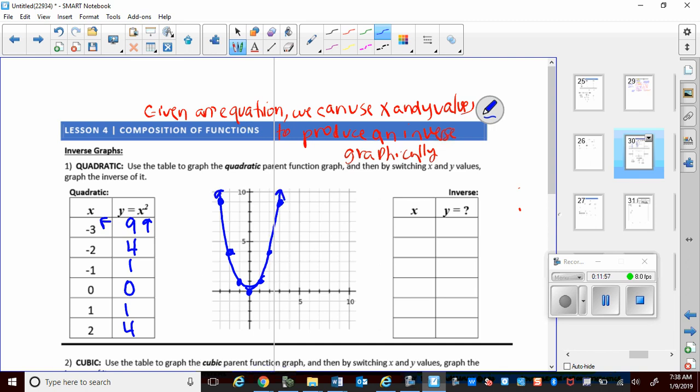And I'm going to refer to this as my quadratic. I'll write a little Q there so I know. And now we're going to do what I told you before, which is switch those x's and y's, because I have them labeled here, to produce my inverse. 9, negative 3, 4, negative 2, 1, negative 1, 0, 0, 1, and 1, 4, and 2.